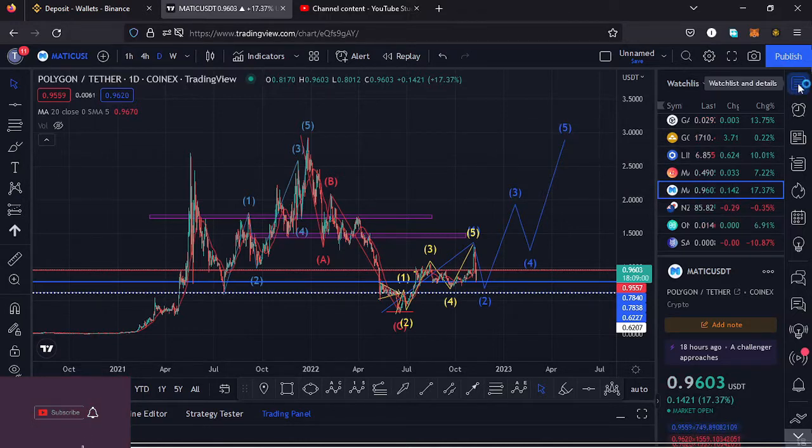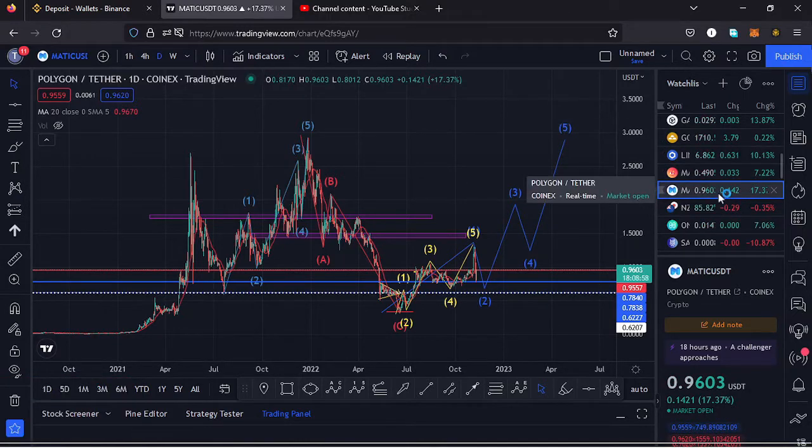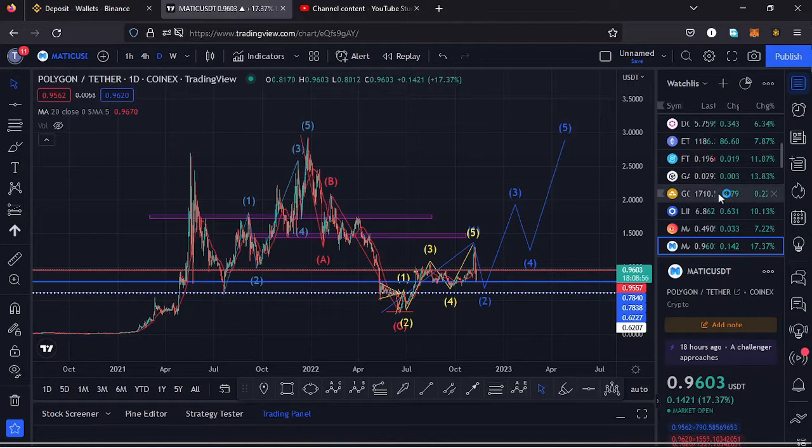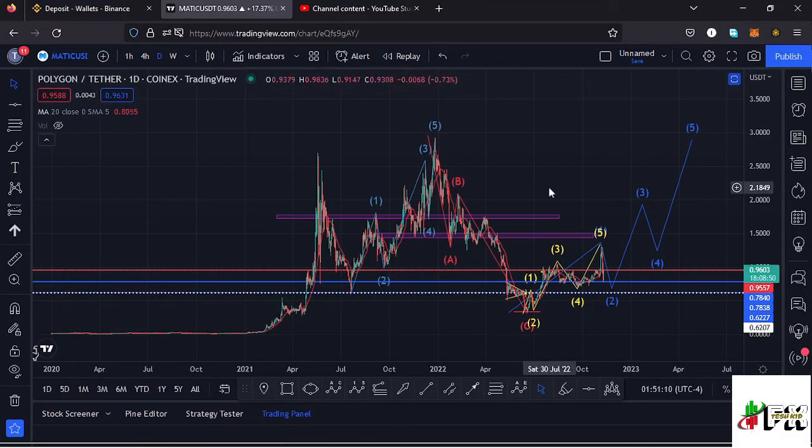We have been seeing massive dumps on the crypto market, with even BTC going back to around the $15,000 mark, and that has not been very good for the crypto market. In this video I want to give you a price prediction update on Polygon Matic, and I'll kickstart the video by giving a brief of what has been happening on this chart.